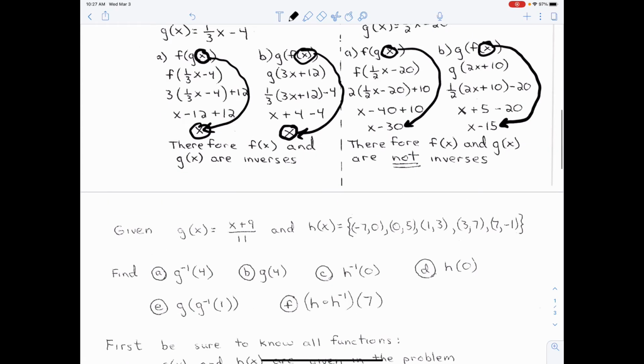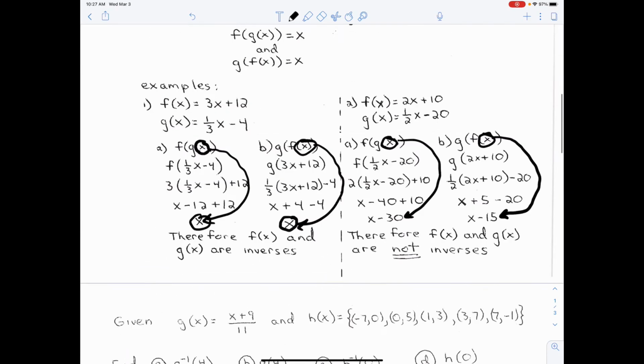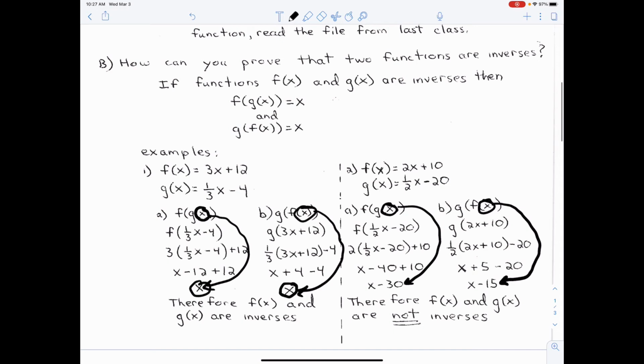Now, that's just something real quick. That's how you prove it. You find the f of g of x and the g of f of x, and if they both give you back the value of x, they're inverses. Okay, fine. I just mentioned that again.